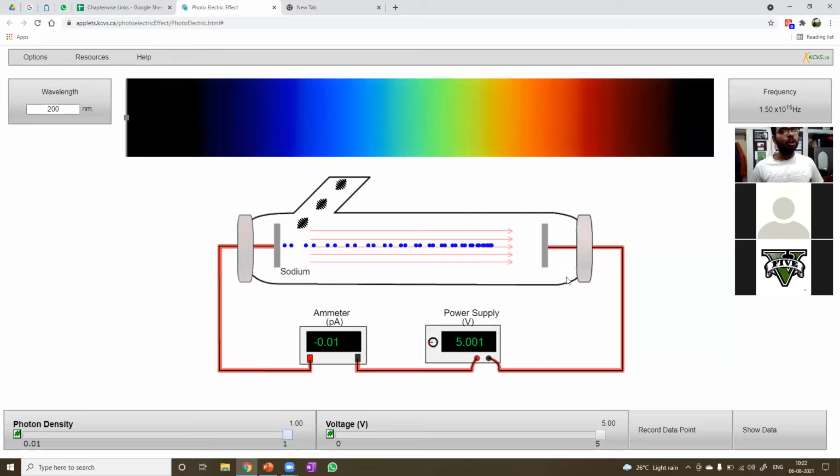What is the minimum stopping potential? There is nothing called minimum stopping potential. Stopping potential is the minimum potential that you need to apply so that the electrons will not reach the other side. Got it?